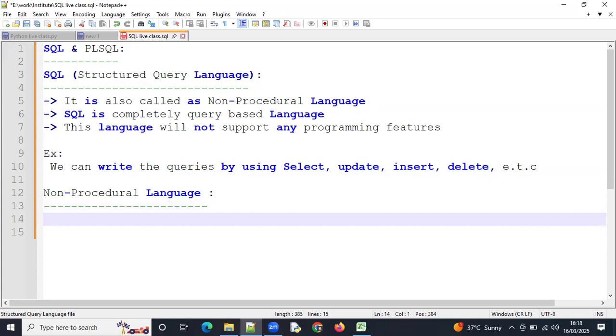First, what does non-procedural mean? If any computer language does not support control structures and iteration control structures, that type of language is called a non-procedural language. First I want to write this point here, and later we will discuss what control structures and iteration control structures are.